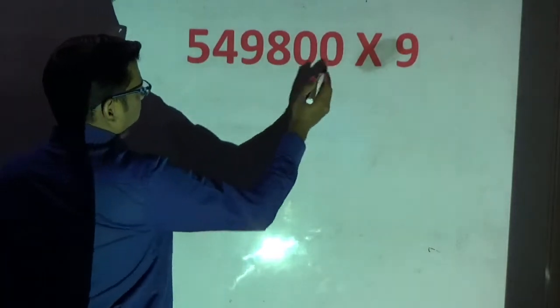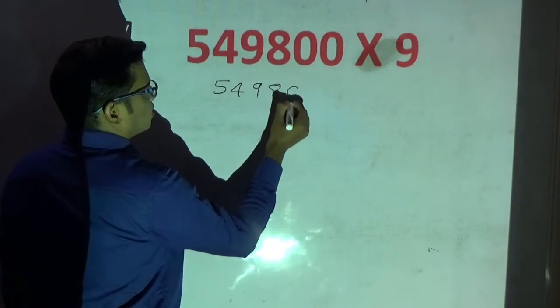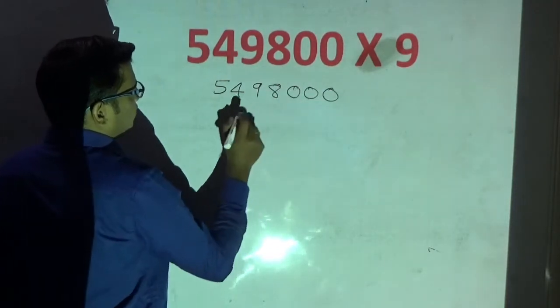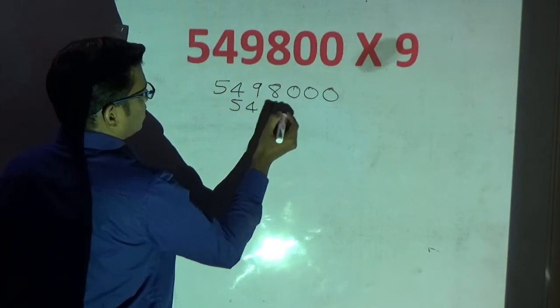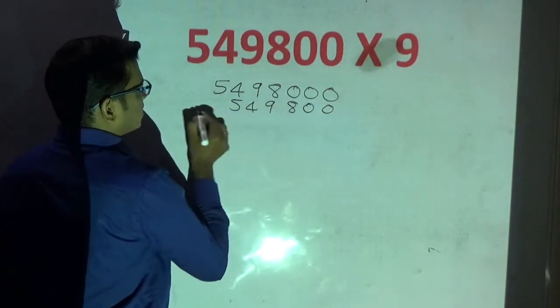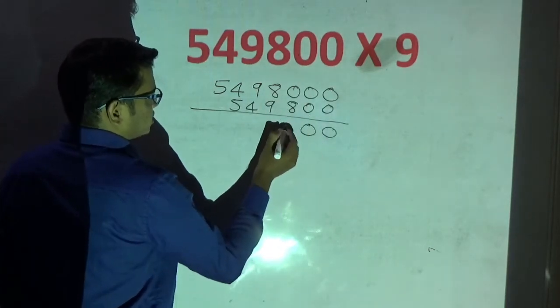First I will multiply this by 10. 5498. Then I have to subtract this. Okay, what is that? 549800. If you subtract, you will get the answer. 0, 0. This is 10 minus 8 is 2.